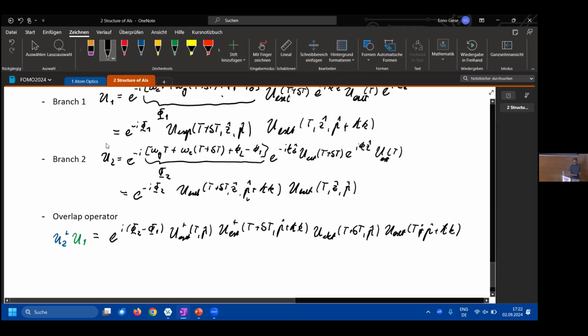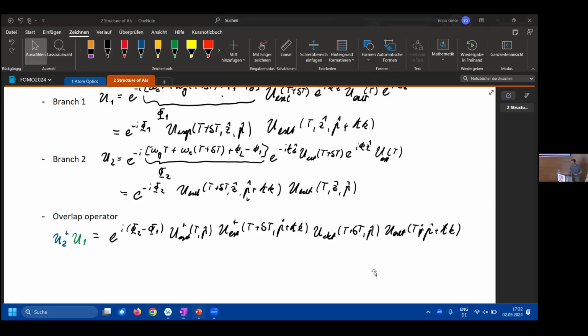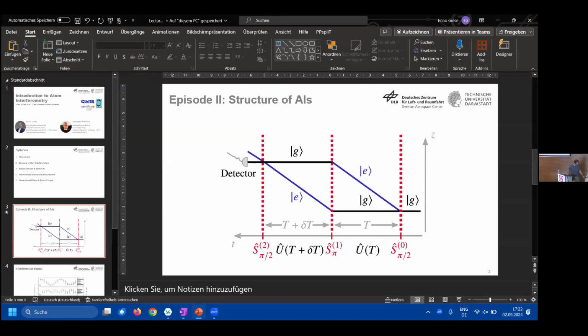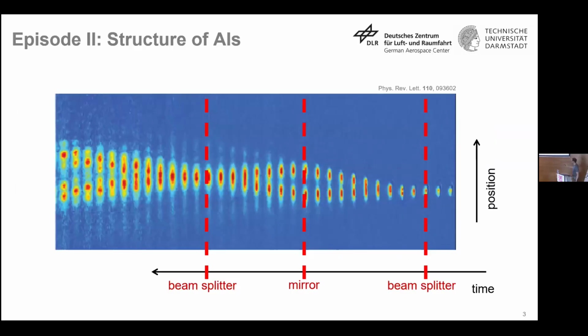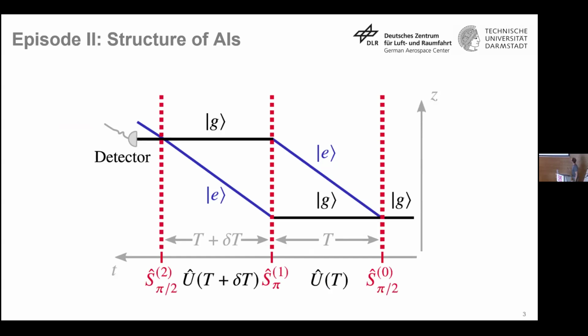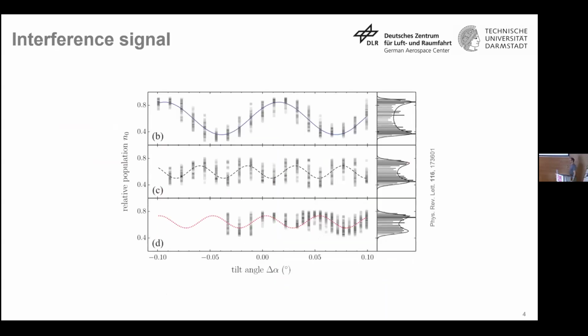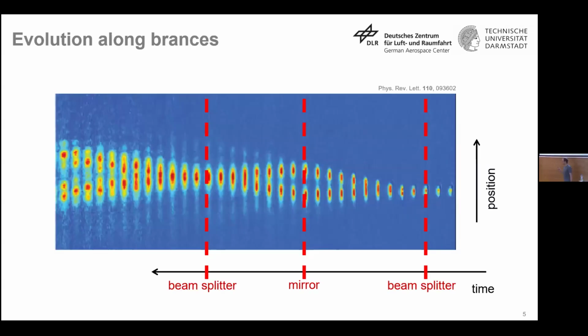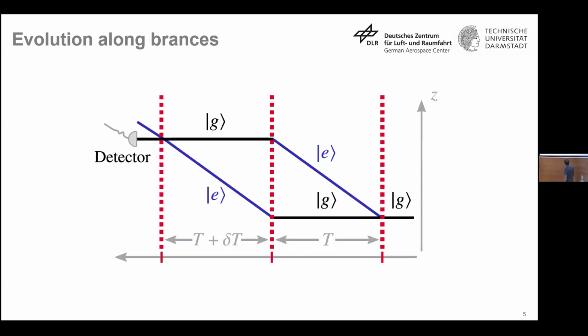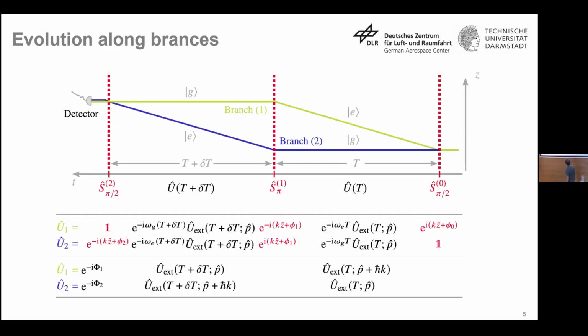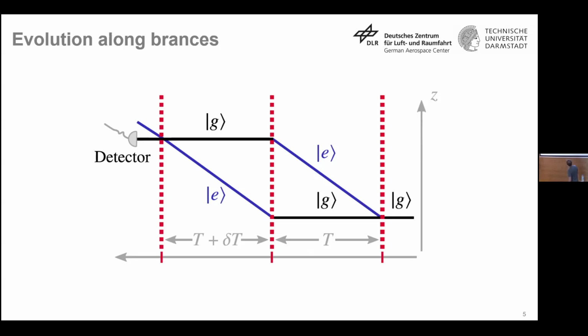Okay, finally, I just don't want to send you off to dinner without showing that there is some truth behind what I've been telling you. So episode 2, structure of atom interferometers. This is what we now calculated. And this is now a typical interference signal. And what I like about this figure is actually, yeah, exactly, sorry. So, okay, so what do we observe here?